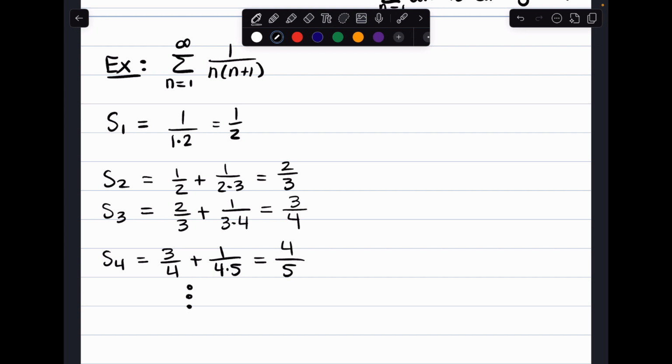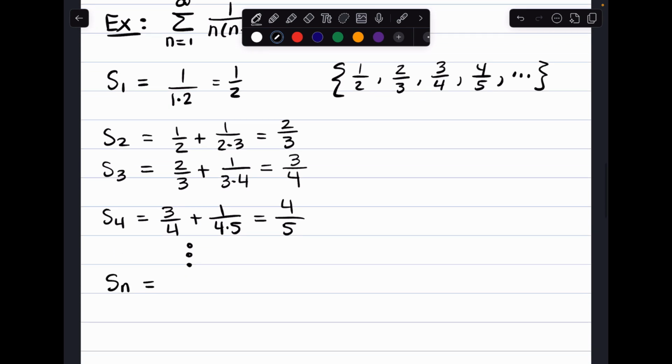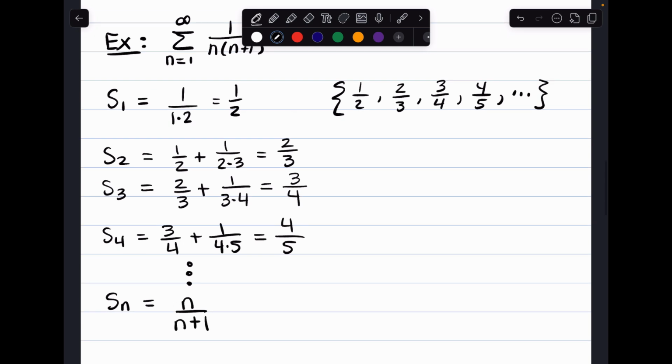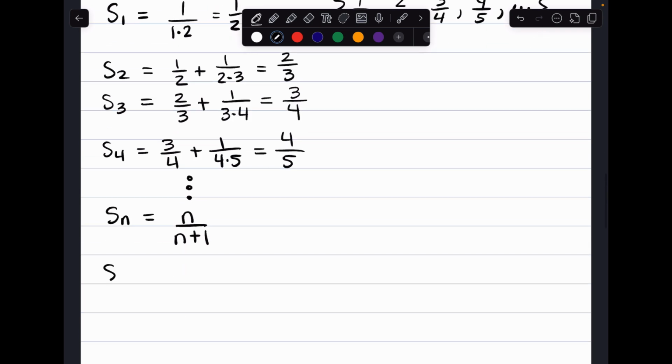And we could keep going. Well, if you look at the sequence of partial sums, I'll write them out. So far we have 1/2, 2/3, 3/4, 4/5. We can see the pattern that our S sub n is going to be equal to n divided by n plus 1. So that's the pattern of our partial sum. So for example, if I wanted to figure out the sum of the first 100 terms, I know that it's going to look like 100 over 101.